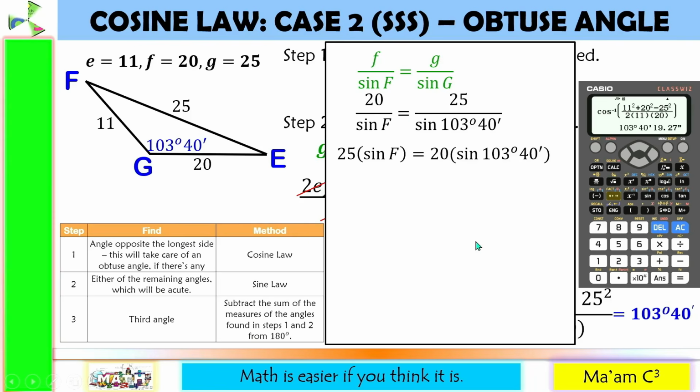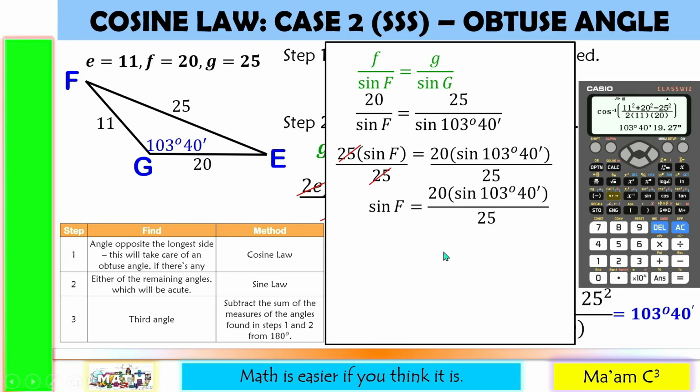I'm going to divide both sides by 25. This 25 will cancel out. So I have sine F is equal to 20 times sine 103 degrees, 40 minutes over 25. I'm after the measure of an angle, so I'm going to use arc sine.